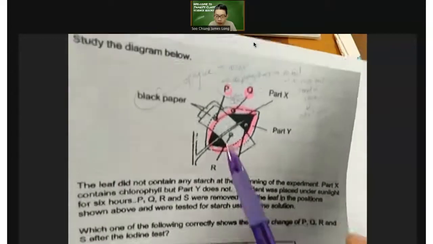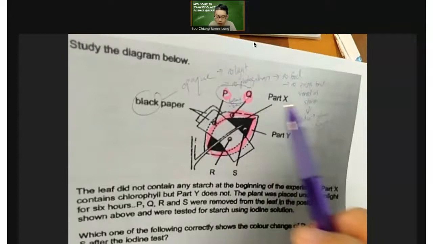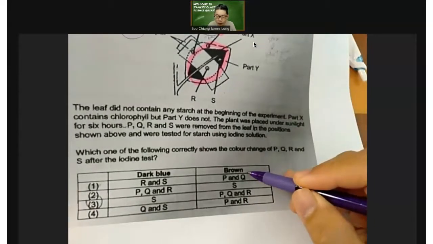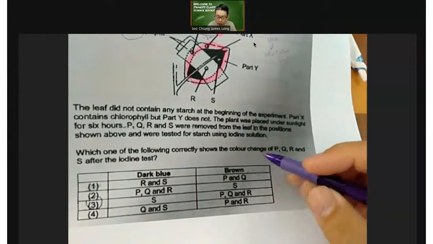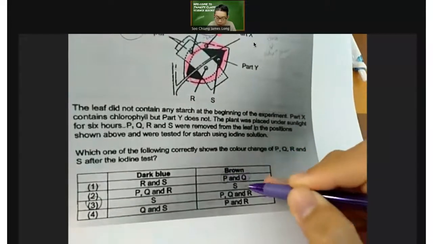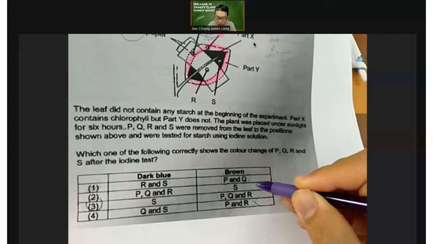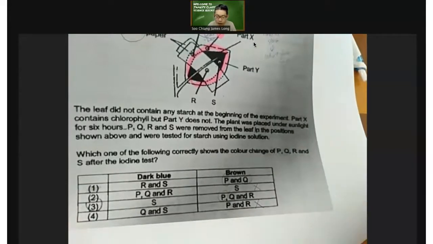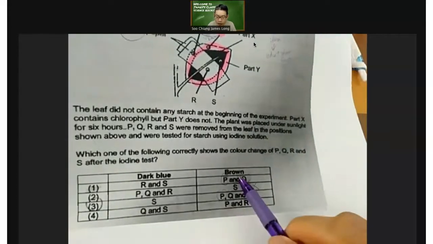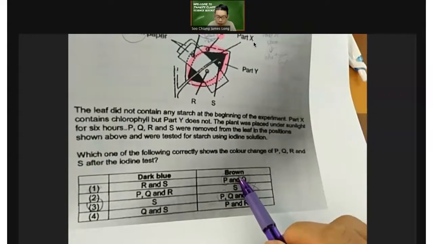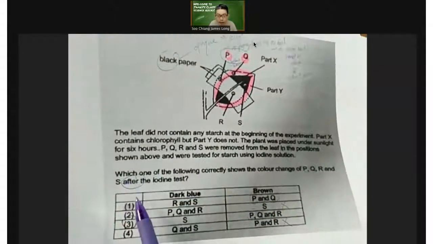So we know for sure P and Q will have no color change, right? So I know for sure brown, I must see P and Q. I see P and Q here, I see P and Q here. So it cannot be 4, it cannot be 2, because they're talking about color change. So here brown means there's no color change, right? This is after the iodine test.